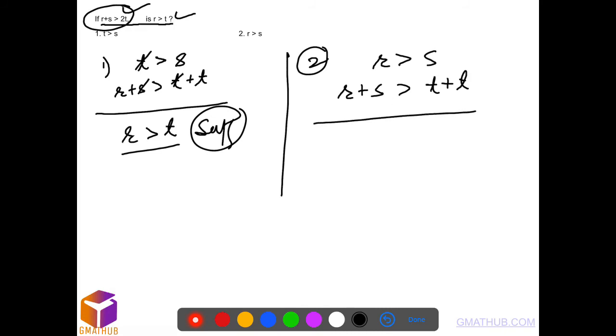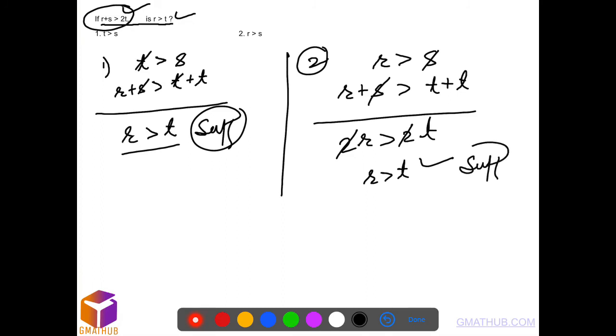So 2R is greater than 2t. We can divide both sides by 2 because 2 is positive. R greater than t, this is also sufficient, D.